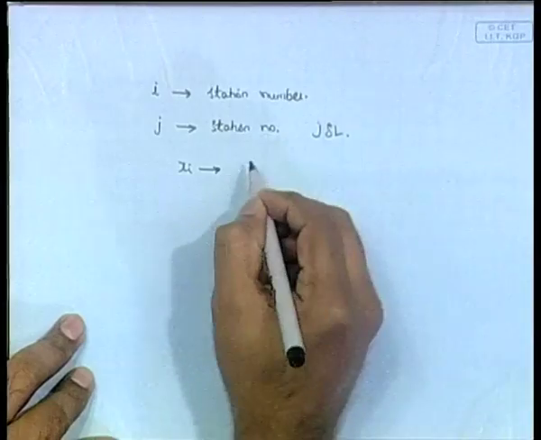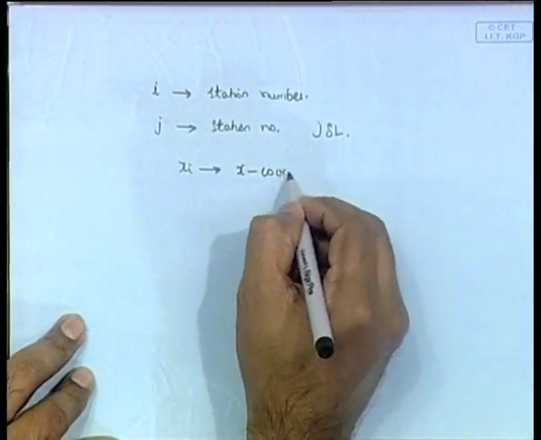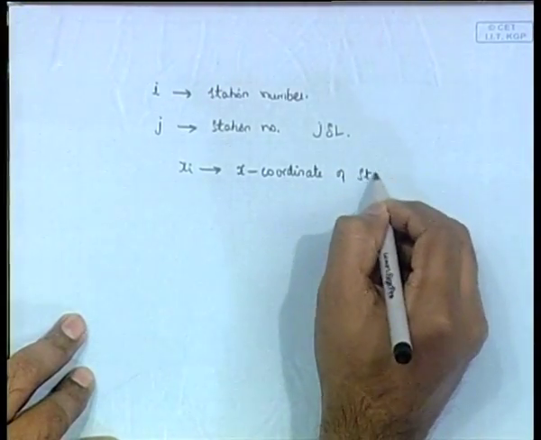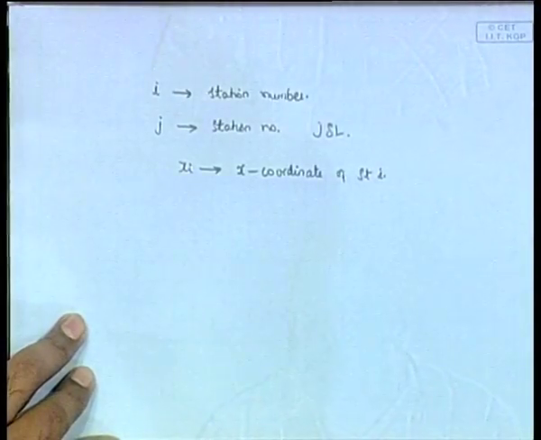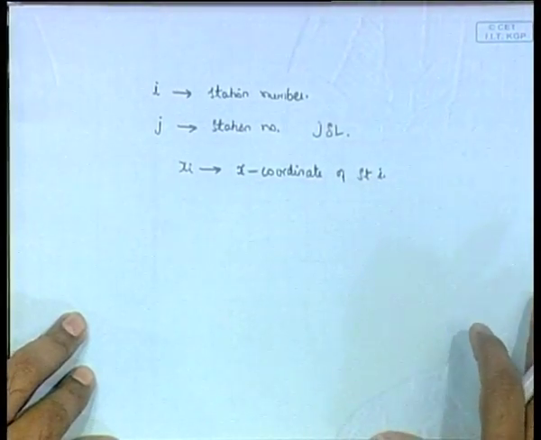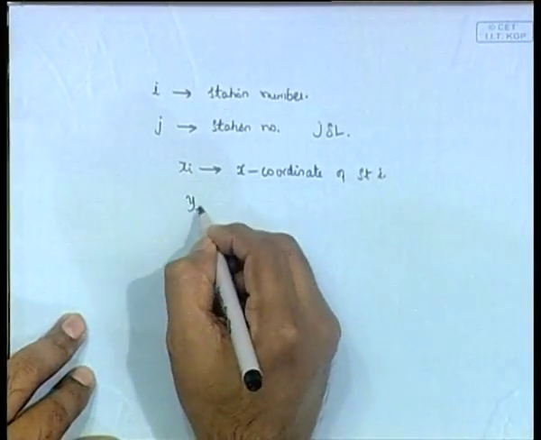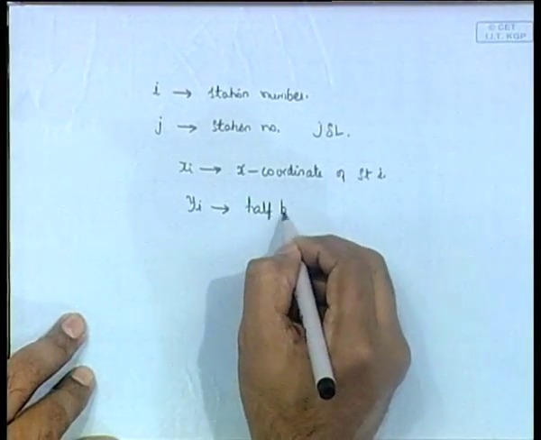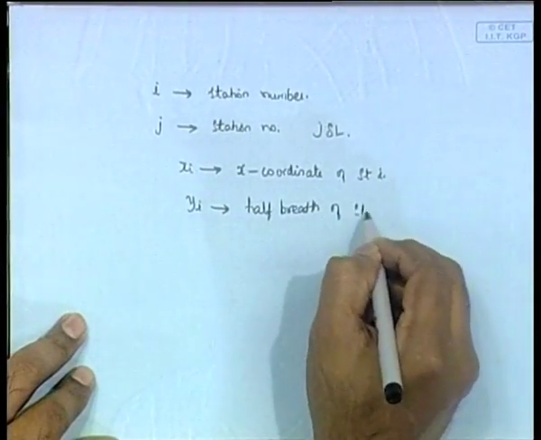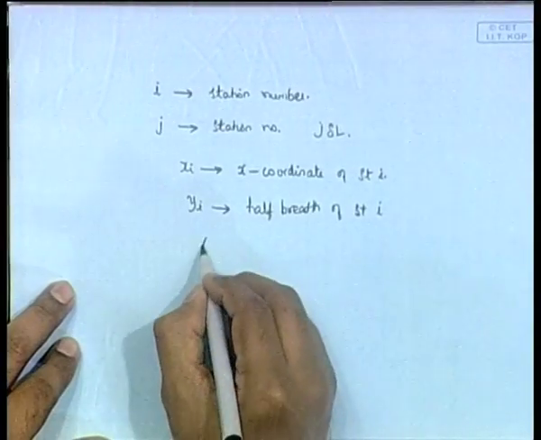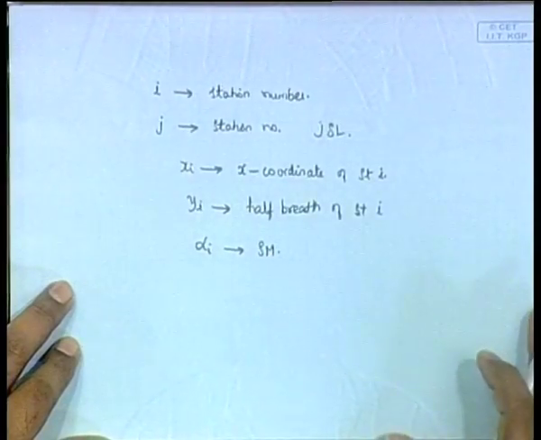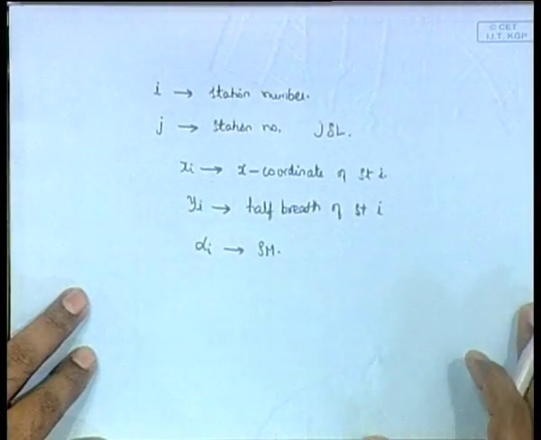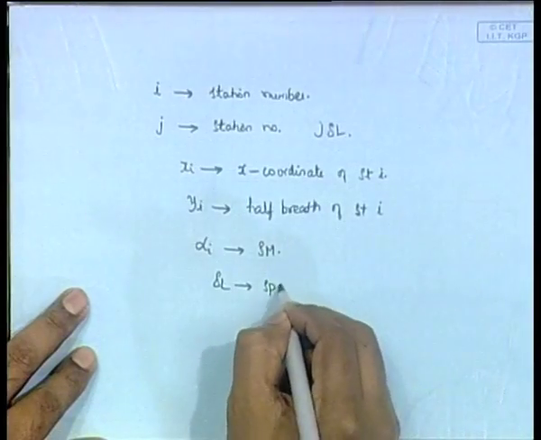Now, x_i is the x coordinate of station i. Then y_i is the half breadth of station i, means at station i this distance, if this is the ship, this distance is y_i. Then we use alpha_i for the Simpson's multiplier. Most likely in these derivations they are using the trapezoidal rule, so it is quite simple. Then we use delta L for the spacing between the stations.